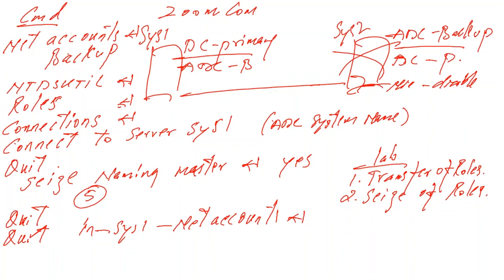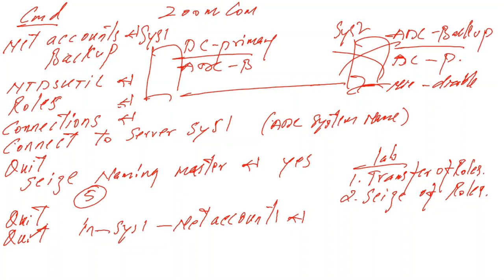The next, seize PDC, only PDC. Enter and click on yes. Then the last one, seize infrastructure master. Press enter and click on yes. Okay, done, 5 roles. Then write down 2 times quit, exit, quit.